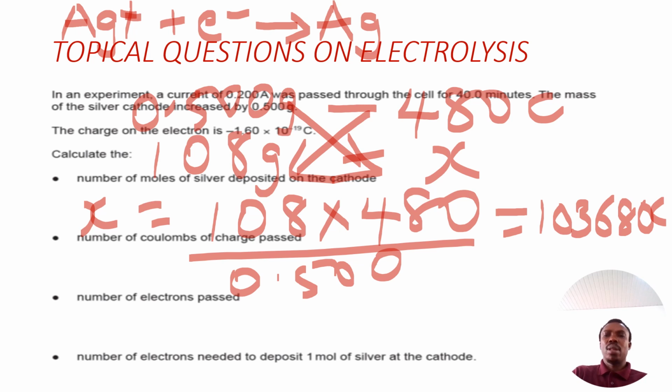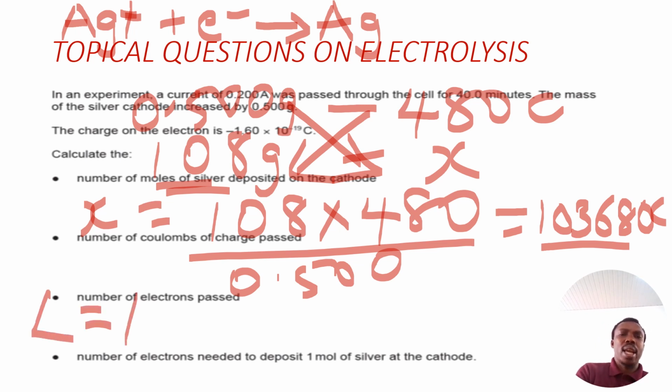Because 1 mole is equal to 1 Faraday, and 1 Faraday is equal to 96,500 coulomb. But for this particular experiment, the charge is the quantity of charge for 1 mole of electron, which is the Faraday's constant. So to calculate the Avogadro's constant, we apply a formula. L is equal to F over E. The F is the Faraday's constant, and the E is the charge on 1 electron.